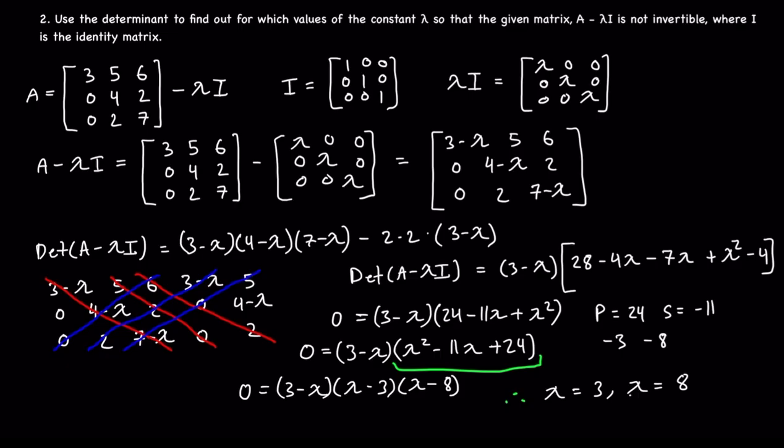So lambda with these values will make the matrix not invertible. And if you're wondering why this isn't 3 solutions but only 2, it's because this and this are exactly the same thing. It's just multiplied by a negative.